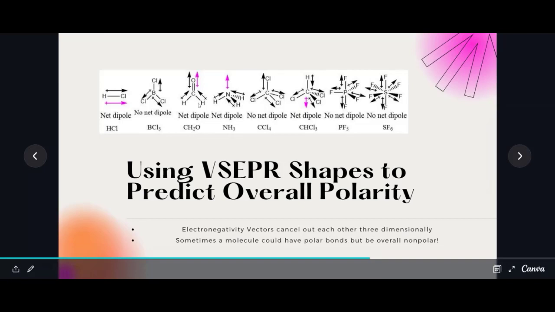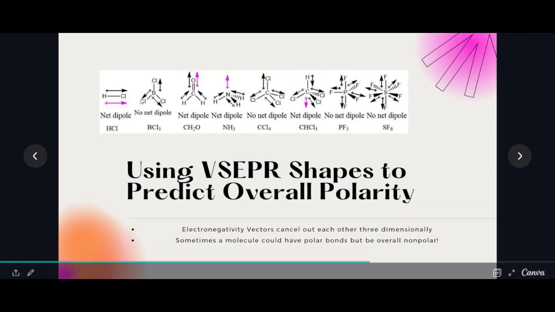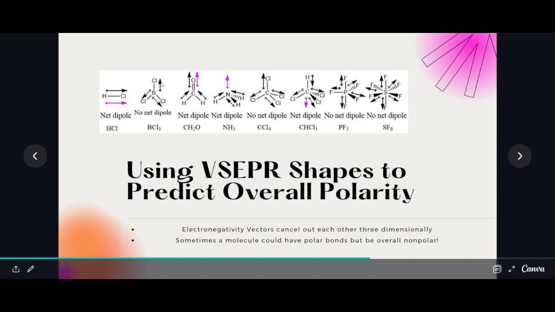Here are some other examples. You can try to draw these on your own and test them out. The main takeaway is that you draw them and then see which ones cancel and which ones don't. Sometimes a molecule can have polar bonds but be overall nonpolar, and this is a confusing topic for students, because we're drawing these vectors out. Notice how in the first example we have polar bonds, but they cancel out to give an overall nonpolar, non-dipole moment molecule.